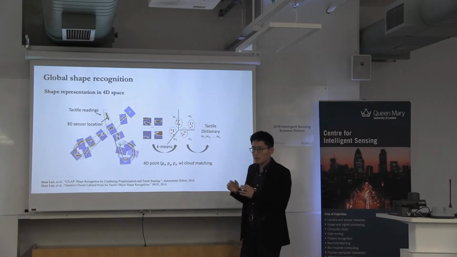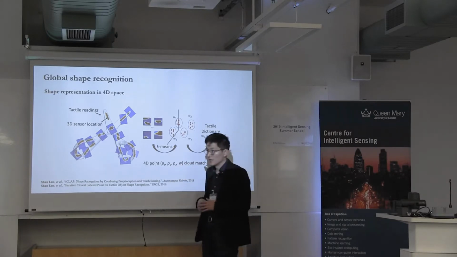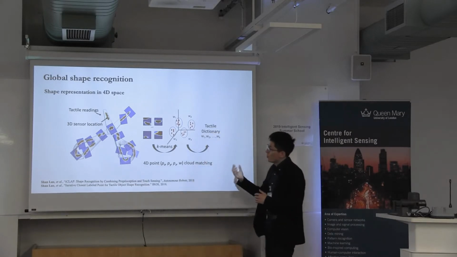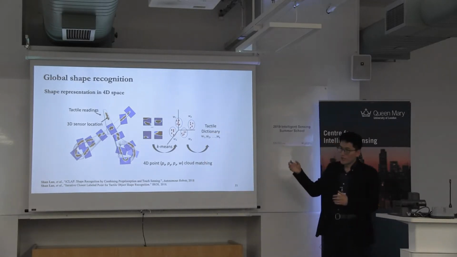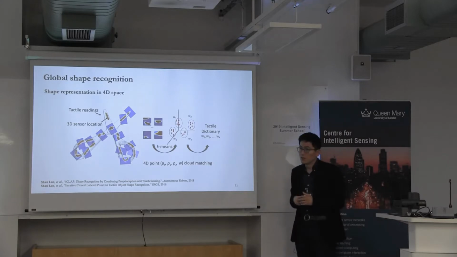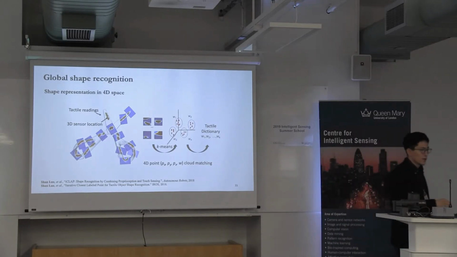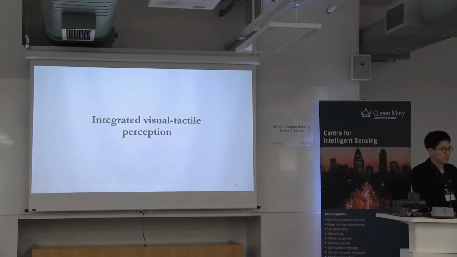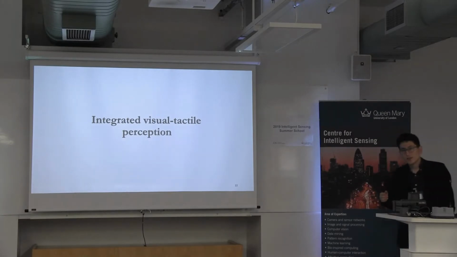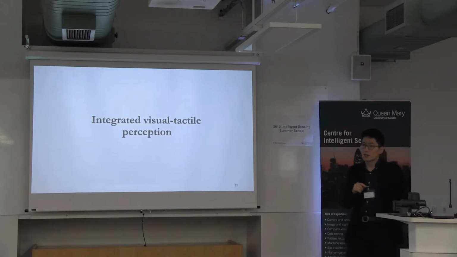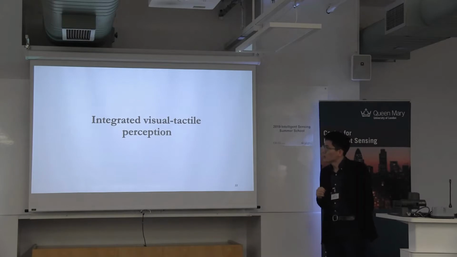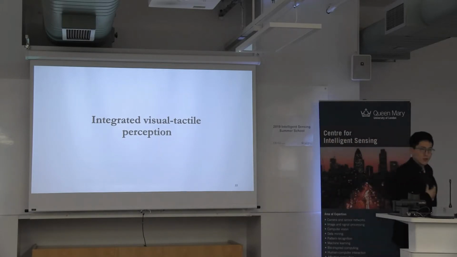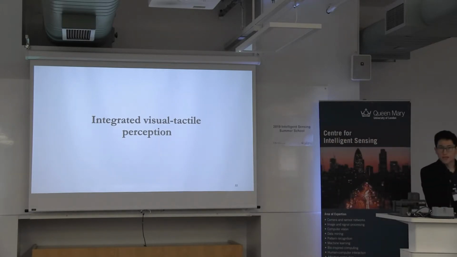So we match these point clouds and we can recognize these objects. In this way, we integrate both location and tactile information, and we can get a better perception. In the last few slides, we only saw tactile information or haptic information. So next, is it possible to integrate vision and tactile sensing?